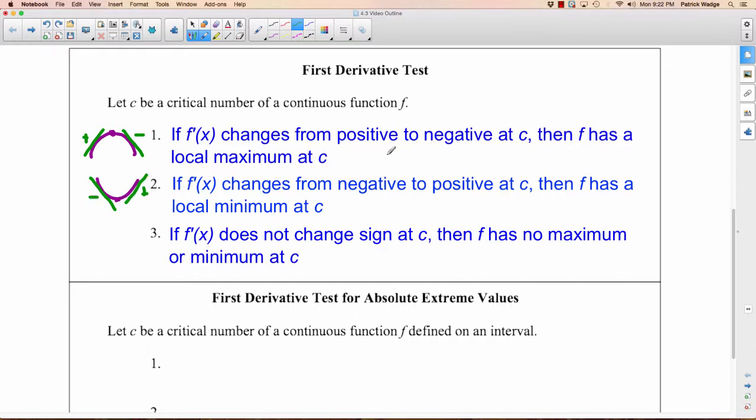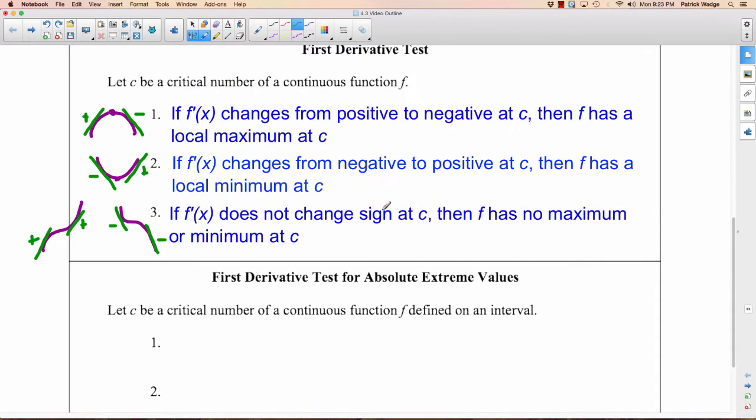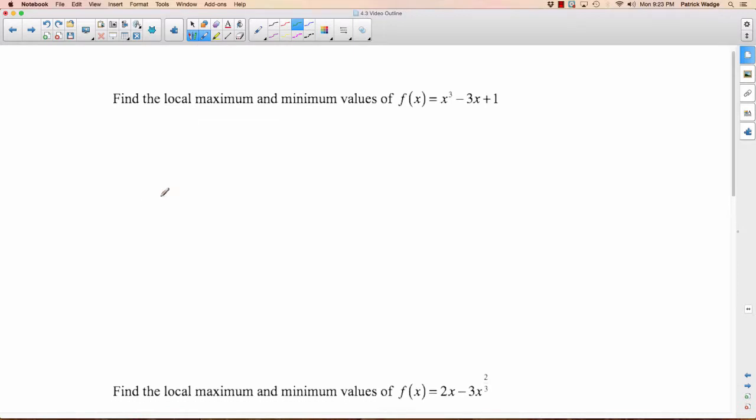And then if you have no maximum or minimum, it might look like this. So in this case, you have positive tangent lines, followed by positive tangent lines, or it could look like this, where you have negative tangent lines followed by negative tangent lines. Okay, we're going to skip this first derivative test for absolute extreme values. We're going to work with this first derivative test for a little bit. So let's go to the back.